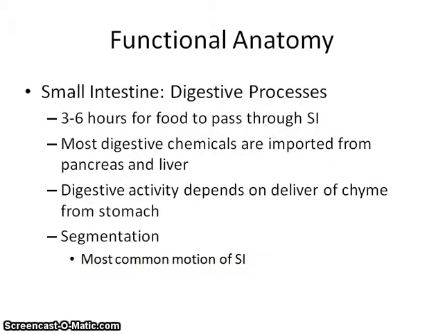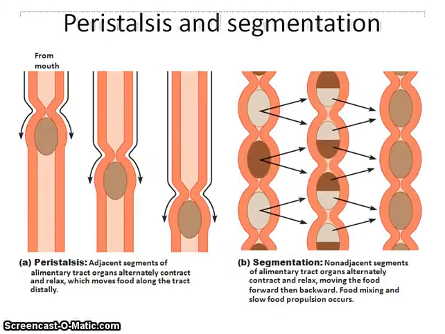It takes about 3 to 6 hours for food to pass through the small intestine. During that passage, there's a lot of digestive chemicals that are delivered into the small intestine to help break down and then also to absorb. Here's a great picture that shows the difference between peristalsis and segmentation. You can see in the first one where the peristalsis is pushing down the length of the tube, and segmentation is mixing up the contents of the tube.